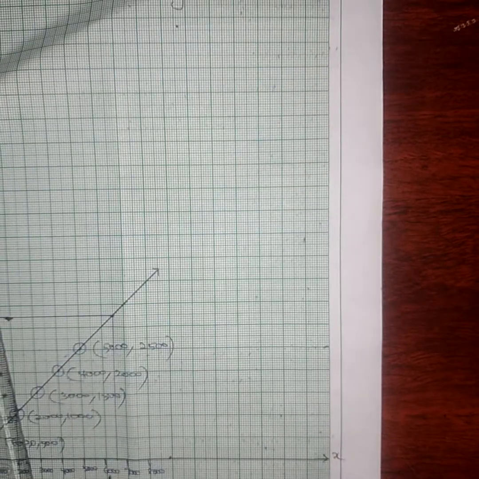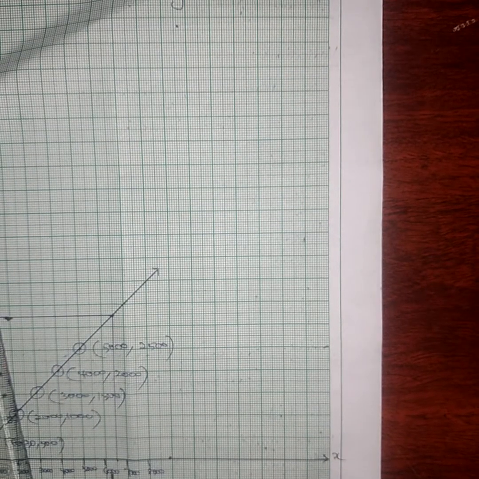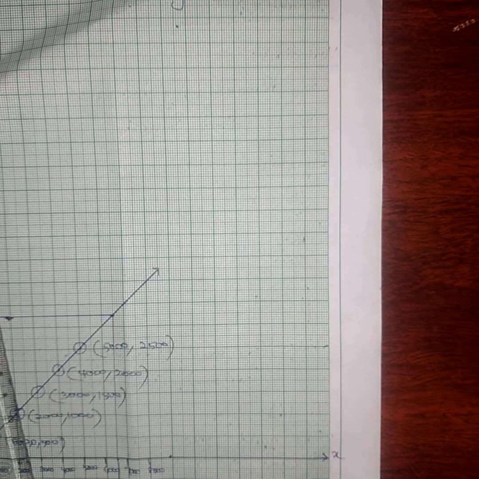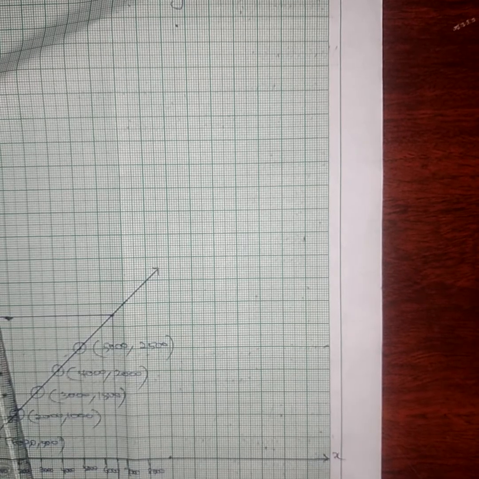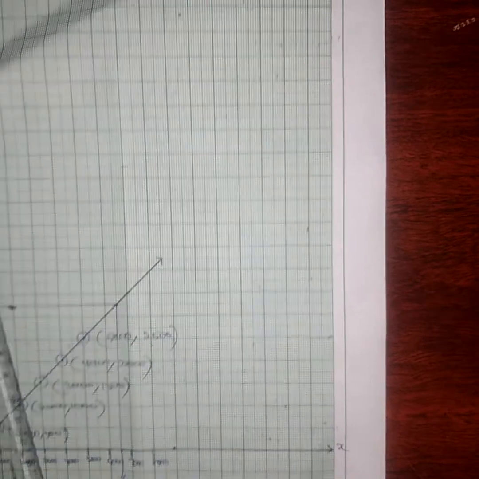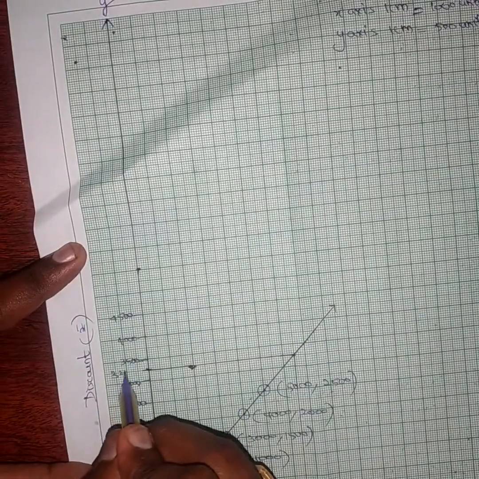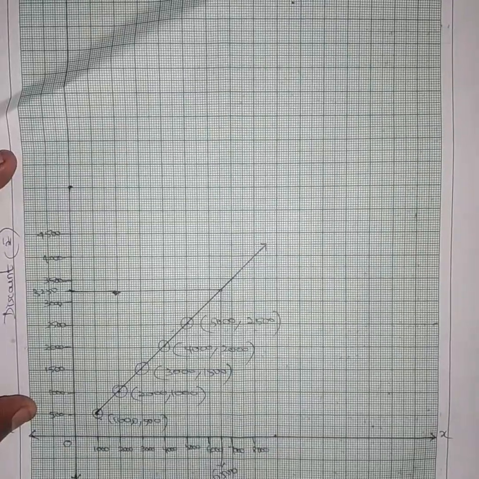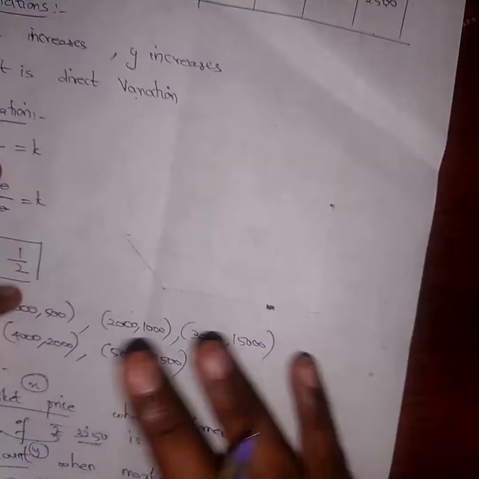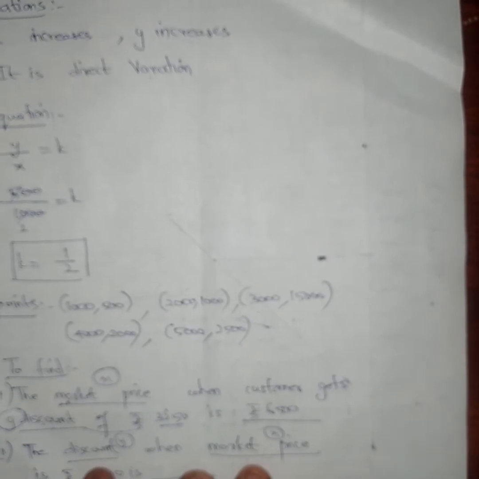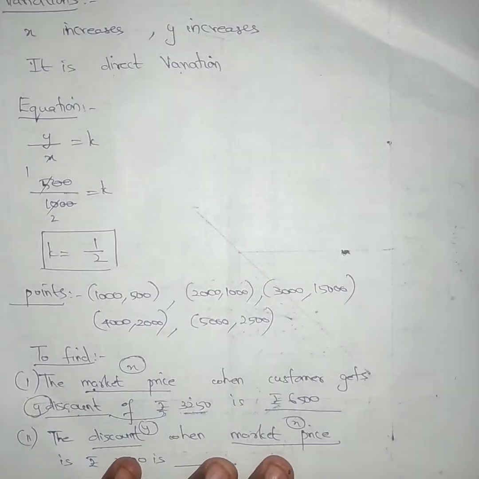See, it reaches between 6000 and 7000. What will be the middle between 6000 and 7000? It is 6500. So for 3250, the answer is 6500. We need to write rupees 6500; the answer is rupees 6500.